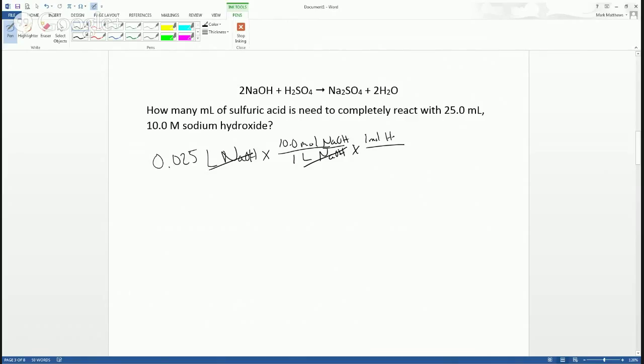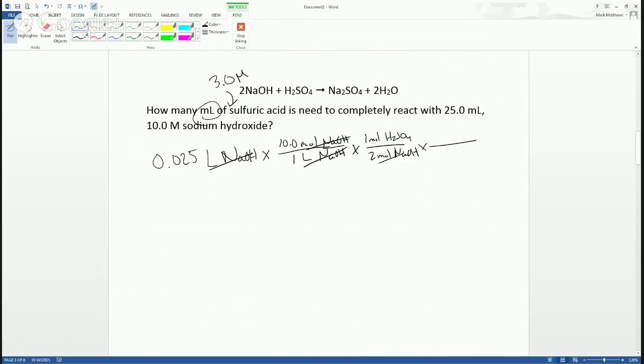For every 1 mole of sulfuric, you're going to need 2 moles of sodium hydroxide. And finally, we're looking for a volume in milliliters. And actually, I forgot to give you the molarity, because like I said, you need that, don't you? Because you can't just pull it up from the periodic table. All right. Question should have read, how many milliliters of 3 molar sulfuric acid is needed to completely react, yada, yada, yada.